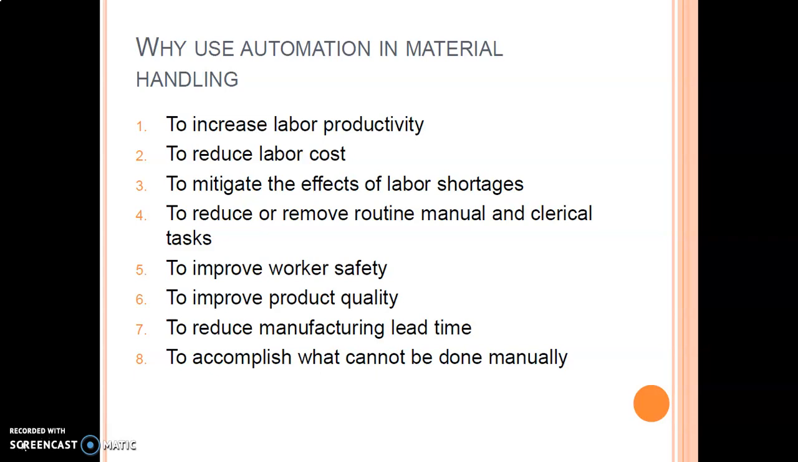To reduce or remove routine manual and clerical tasks, to improve worker safety, to improve product quality, to reduce manufacturing lead time, to accomplish what cannot be done manually. So these are the main advantages of automation in the material handling system. From the labor cost to the quality, you can improve with the help of automation in material handling system.